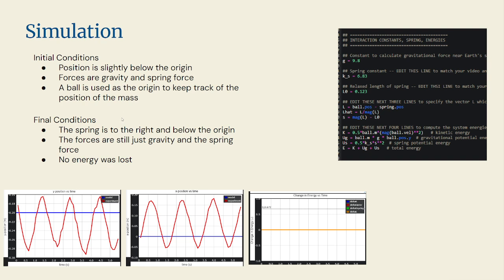The final condition is that the spring is to the right and below the origin, as you can see here from these final graphs. This is the x coordinate graph, this is the y coordinate graph. The forces are still just gravity and the spring force, and no energy was lost, as was shown by the change in energy versus time graph. On the right here are the formulas that were used to calculate each force.